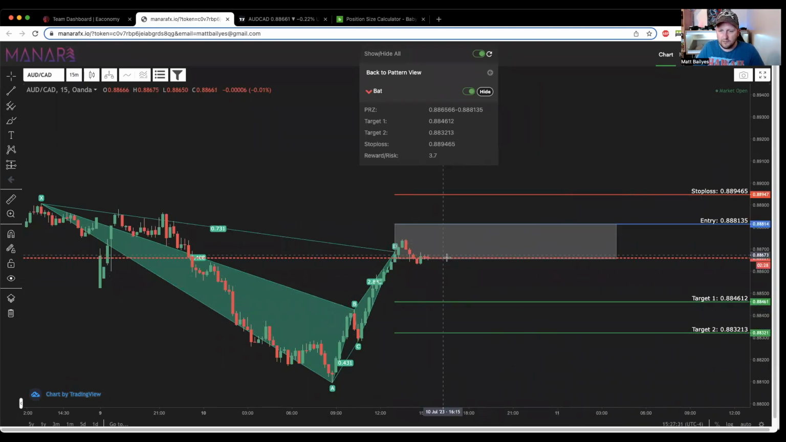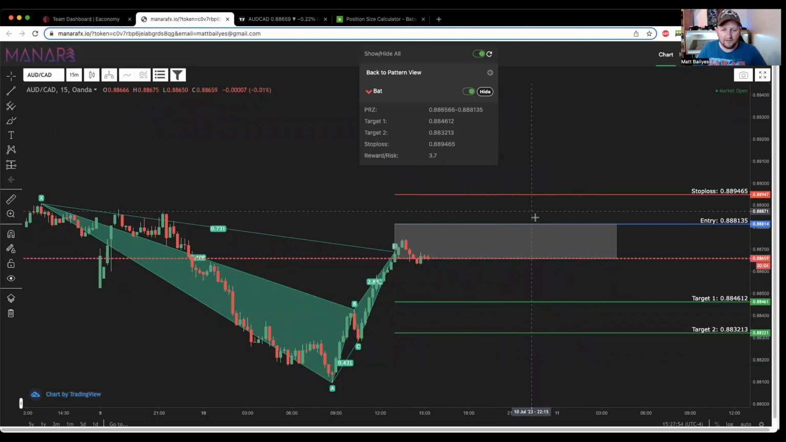So what is this gray box? Now this gray box here is, well, you can call it an order block, or a block where we would look to enter on this particular trade. As you can see, the price is still in there right now. But my personal preference is I like to take a trade at the actual entry point, so I can make the most of the reward to risk ratio right here, which was 3.7.